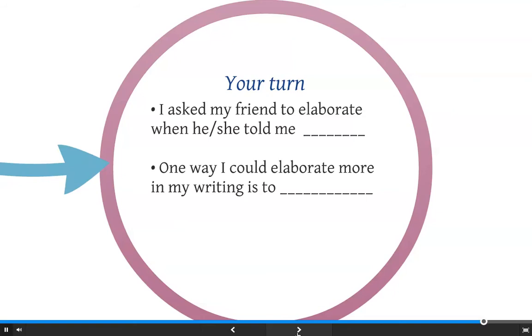The next sentence is, one way I could elaborate more in my writing is to think about writing class or English class. What are some specific things you could do to elaborate in your writing?